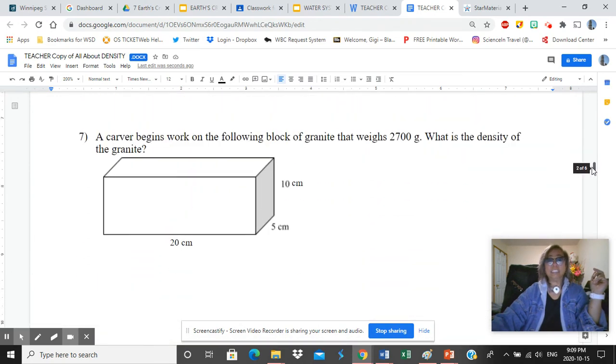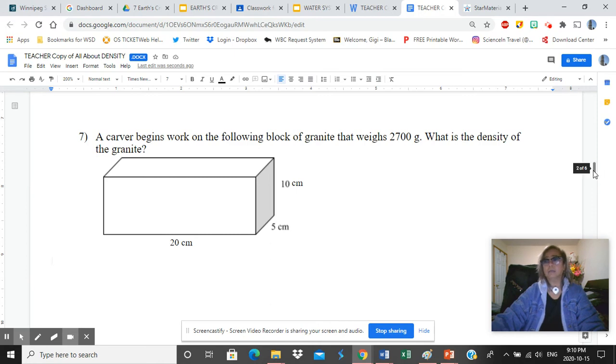Now, this is interesting, okay? Let me just end with this problem and then use the remaining time to go over your problem solving of the rest of the problems. So it says here, a carver begins work on the following block of granite that weighs 2,700 grams. What is the density of the granite? Again, you always start with what? What do we always do?